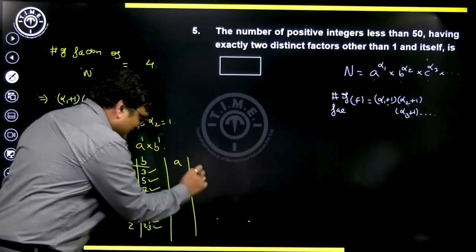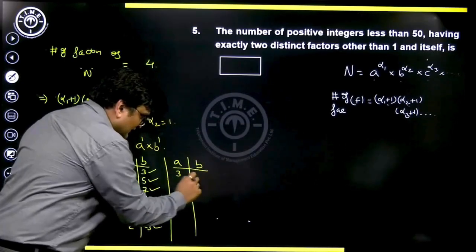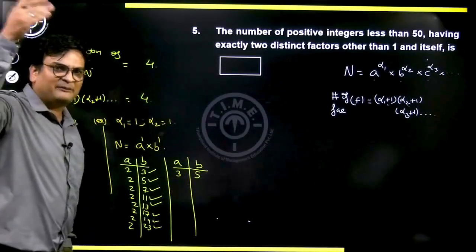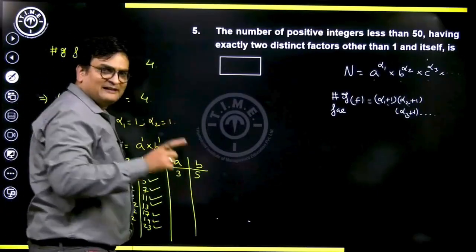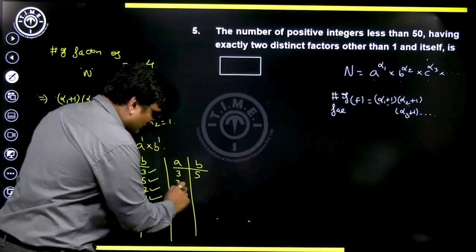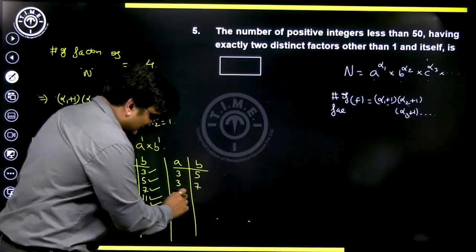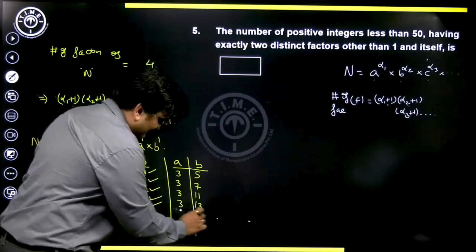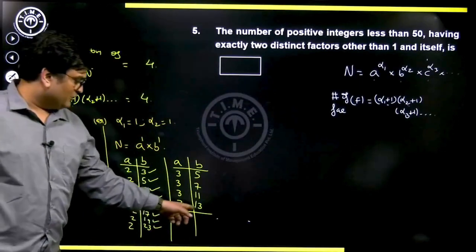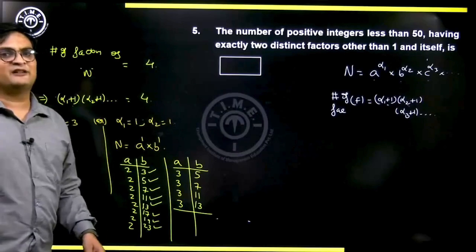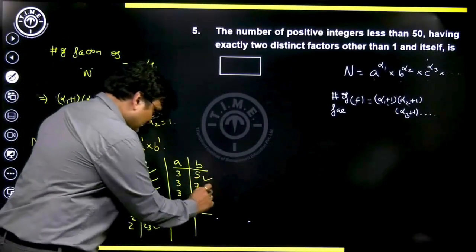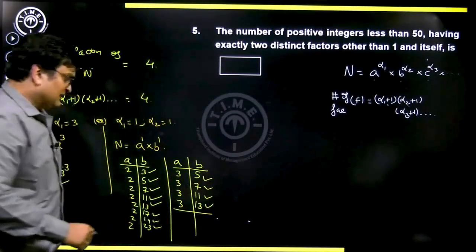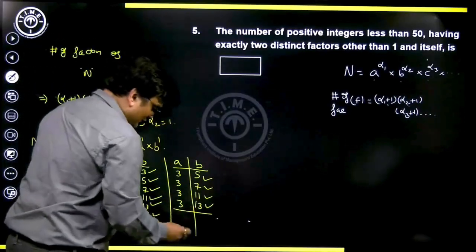A could be 3 and B could be the next higher prime number. So could be 5. 3 into 5 is less than 50, we can take it. 3 into 7, 21, less than 50, we can take it. 3 into 11, we can take it. 3 into 13 also, we can take it. But we can't go beyond it because beyond this is 17, and 3 into 17 is 51, we can't. So we have 4 more numbers like this. Are we done? No, maybe not yet.